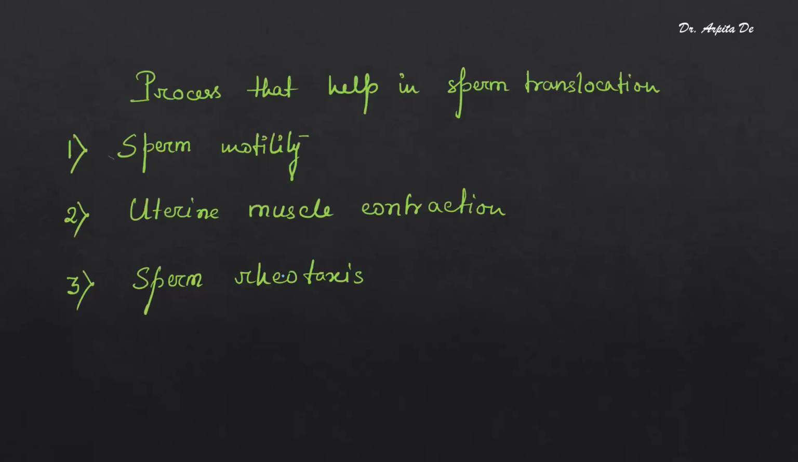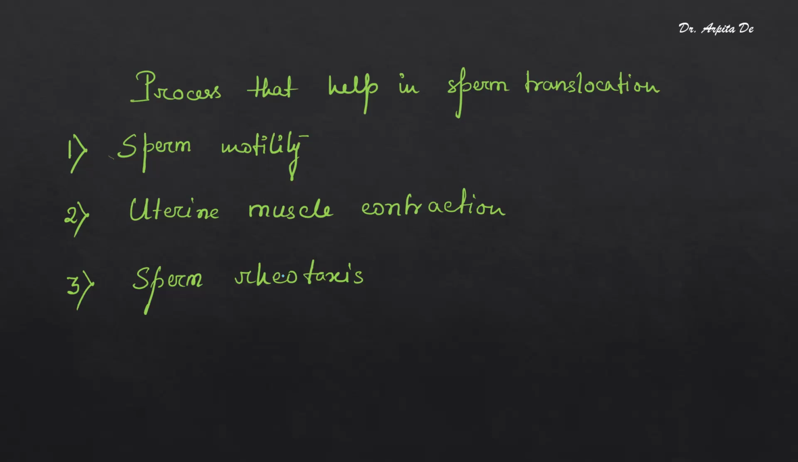Okay, now we'll come to the processes that help in sperm translocation. Just now we have talked about how the egg comes to the ampullary region. Now we must know how the sperm should also go. This is not one-way work. The mother as well as the father both have to work equally, as they should do after the child is born. Anyway.